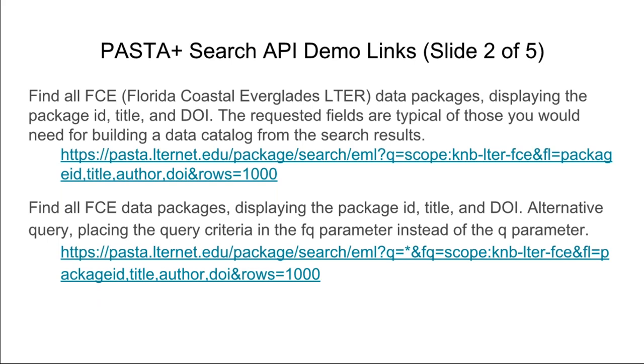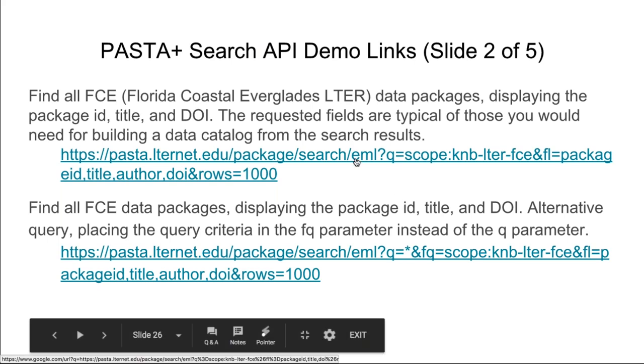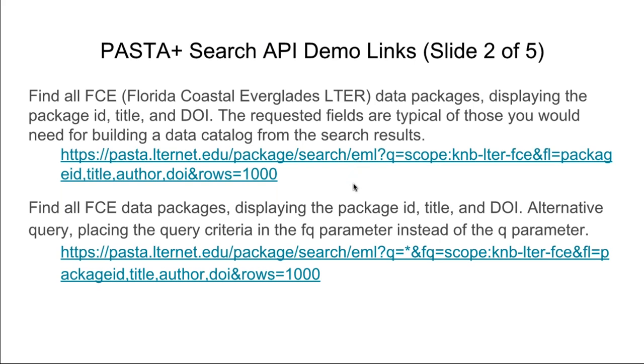And now in our third example, this use case is something that would be usable in constructing a data catalog. For the Florida Coastal Everglades site, which has scope KNB LTER FCE, we're asking to query on that scope and give us a field list of things that we might want to display in a table of search results for an end user: the package ID, the title, the author, the DOI. Maybe we'd want to include the abstract. And we're asking for 1,000 rows. We know there are fewer than 200 of these documents, so 1,000 should cover all of them.